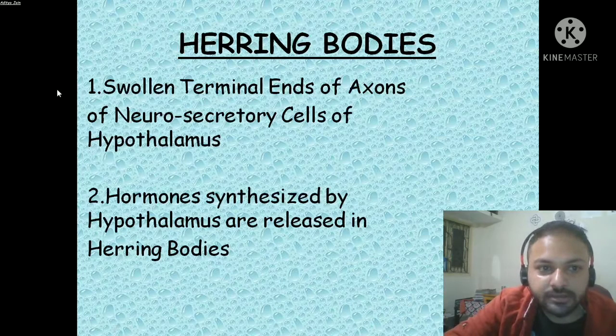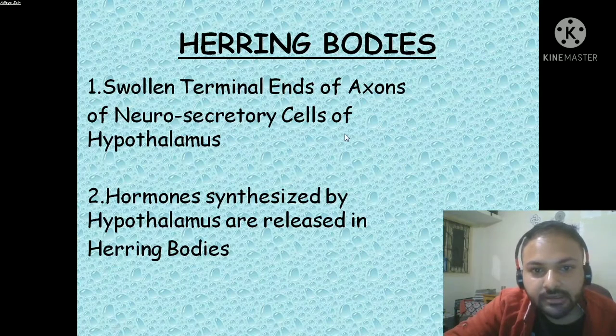What are Herring bodies? Herring bodies are found in hypothalamus. What are those? These are the terminal ends of axons which get swollen, and these axons are of neurosecretory cells. So the terminal ends of the axons get swollen, and these swollen ends are known as Herring bodies. Now hormones synthesized by hypothalamus are released in Herring bodies. So basically you have to remember this term.